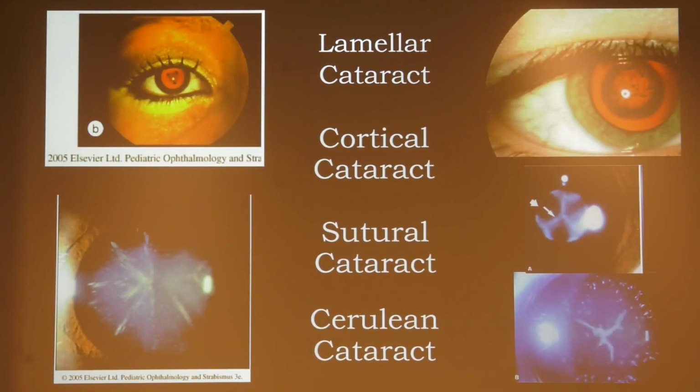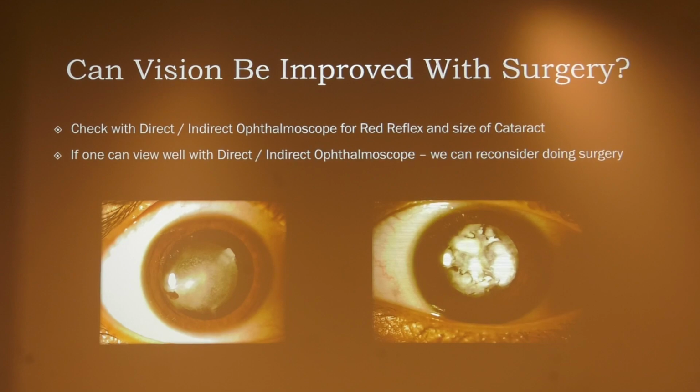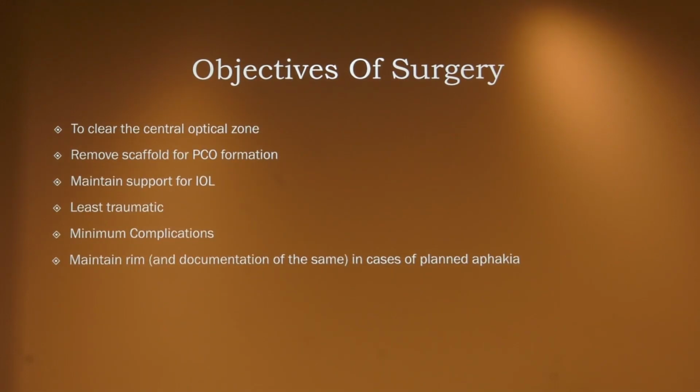These are a few of the different types of cataracts we see. So ask yourself this question, can vision be improved with surgery? Check with a direct ophthalmoscope or IO for red reflex and the size of the cataract. If one can view well with a direct or IO, you can reconsider doing surgery immediately. Objectives of the surgery should be to clear the central optical zone, remove scaffold for PCO formation, maintain support for IOL, should be least traumatic for the child's eye, and minimum complications should be assured. Maintain the rim and document in case you're doing a planned aphakia.